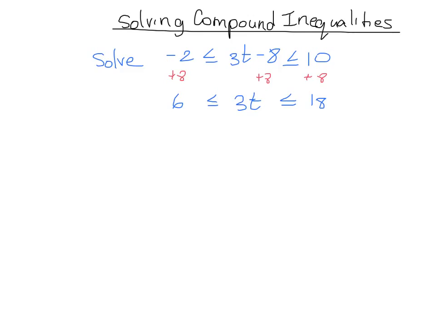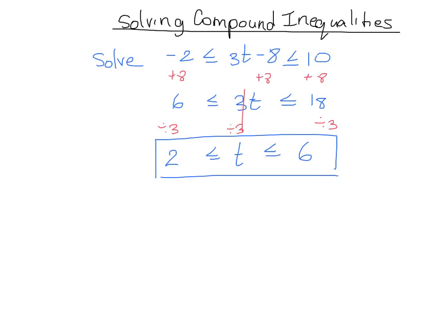Now we're pretty close to having t alone. Since 3 is multiplied by t, we have to now divide everything by 3. Whatever you do to one, you have to do to all. On the left side, we end up getting a 2. In the middle, the 3's cancel, and we get exactly what we wanted, which is a t, which is less than or equal to 6. And that should be your answer.